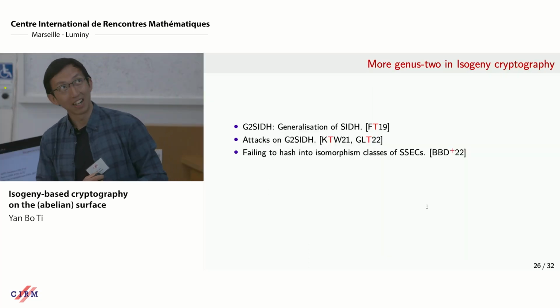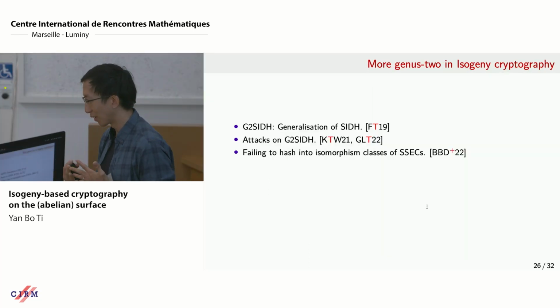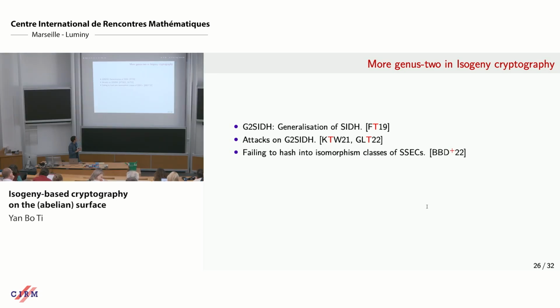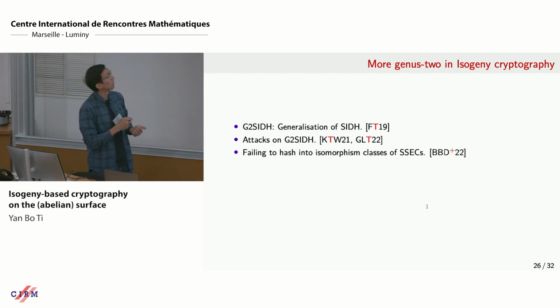But yeah, I talked to you about a lot of genus 2 stuff so far, but it's either from 2019 or 2022. So what happened in between all those times? Well, actually we have a lot of results that talk about genus 2 isogeny cryptography. For example, we have a generalization of SIDH.